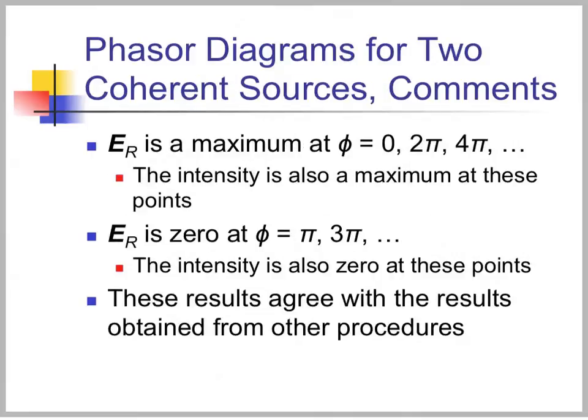So ER is going to be a maximum when the phase difference is 0, 2 pi, 4 pi, and so on. The intensity is also a maximum at these points. And it's 0 at phase differences of pi, 3 pi, 5 pi, where the intensity is also 0. And so those results agree with the results obtained in the previous examples.